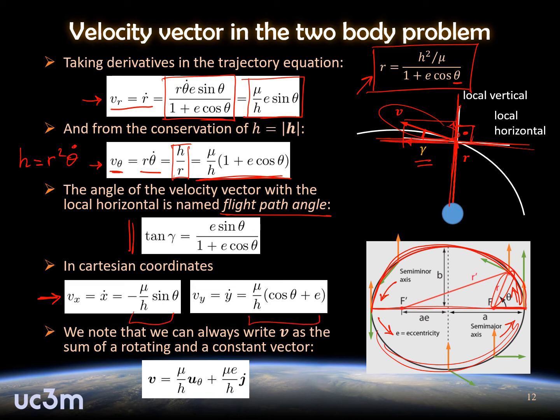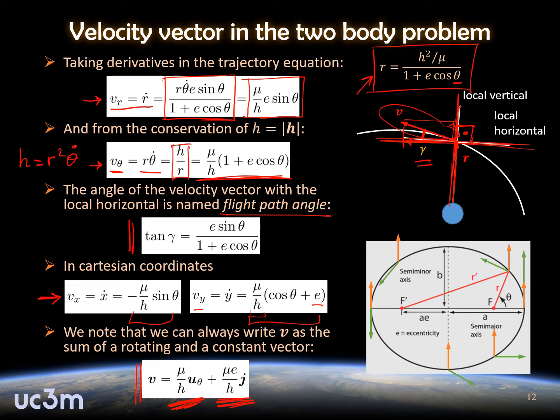You can see that there is a rotating term of the velocity of amplitude mu over h, and a component that is constant in the direction of j, which is mu divided by h multiplied by e. So let me clean this a little bit so you can see this drawing better. Actually, we can write the velocity vector in this interesting form as a constant vector which has a constant direction and a constant magnitude, plus a vector that has constant magnitude but rotates with the value of theta. This is the azimuthal unit vector in the azimuthal vector basis.